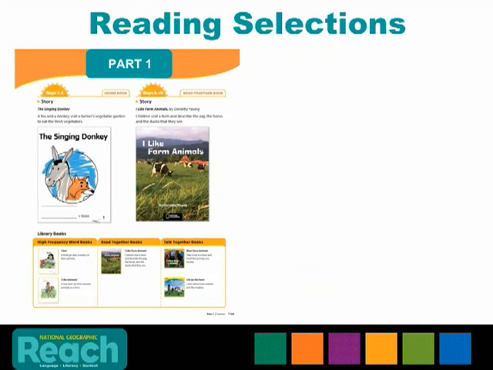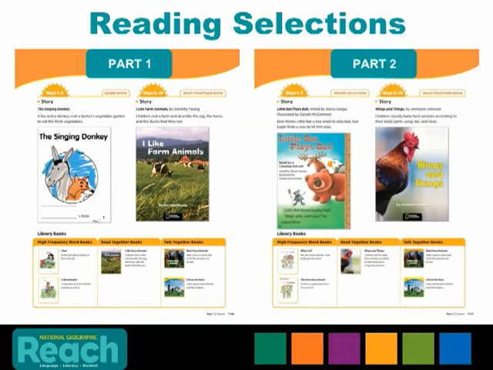In Part 1, those selections will be a take-home genre book and a read-together book. In Part 2, you'll read the paired selection, the second selection in the Big Book, and a second read-together book. We're going to focus on Part 1 in this session, but I will be sure to point out any differences that you'll encounter within Part 2.